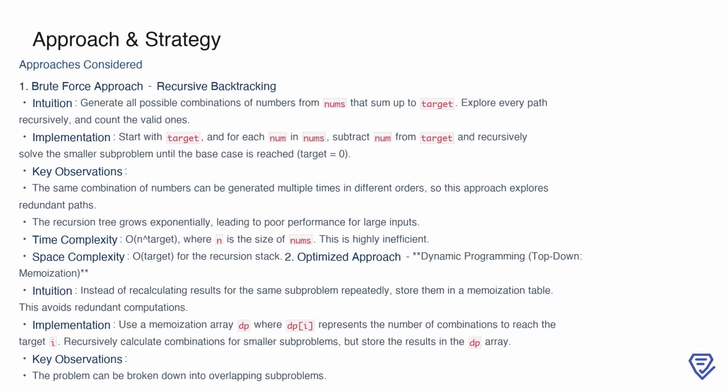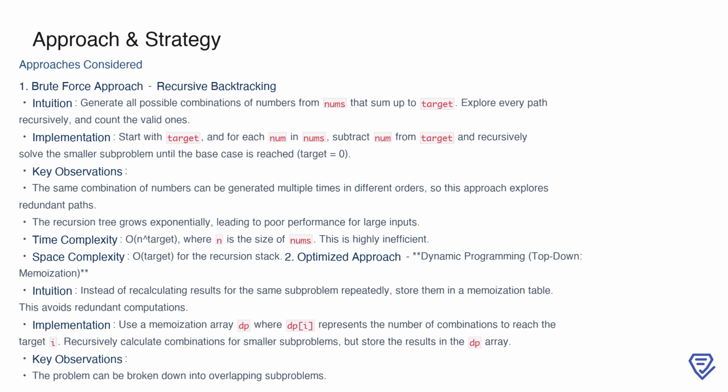The first is the brute force method using recursive backtracking. Here, the intuition is to generate all possible combinations of numbers from the array nums that sum up to the target. We explore every path recursively, reducing the target at each step, and count the valid combinations once we reach the base case where the target equals 0.